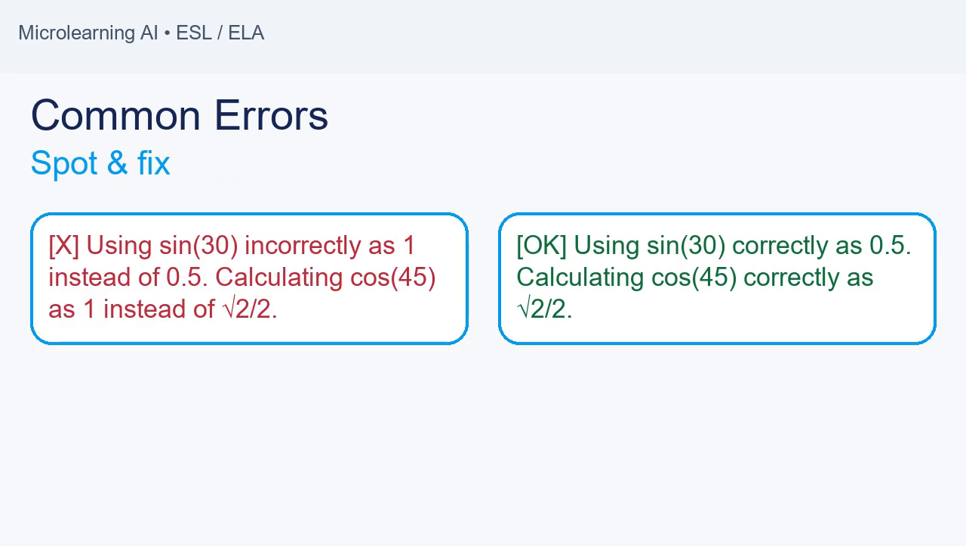Common mistakes include using sine 30 incorrectly as 1 instead of 0.5, and calculating cos 45 as 1 instead of square root of 2 over 2. Correct versions are using sine 30 correctly as 0.5, and calculating cos 45 correctly as square root of 2 over 2.